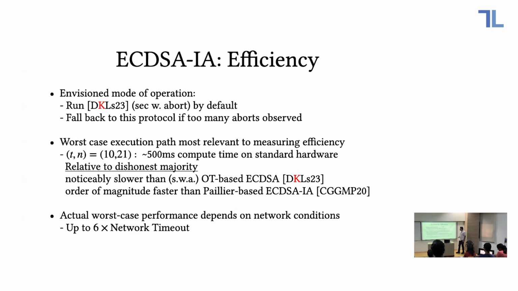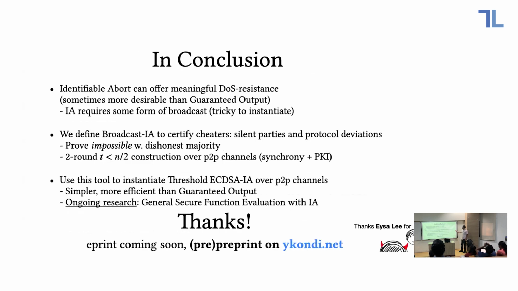But again, it's really tricky to talk about efficiency because I think it's the worst case performance that's important, and that's going to depend on things you can't capture on paper, like network conditions. If I'm an adversary who wants to slow down the protocol, I'm going to take the maximum possible time to send all of my messages, for example. So 6 rounds, multiplied by the timeout, in the worst case, and so on. Overall, Identifiable Abort can be a meaningful way to achieve denial of service resistance.